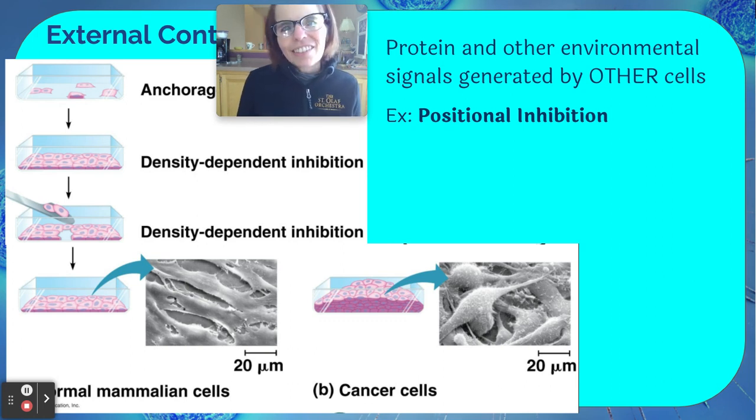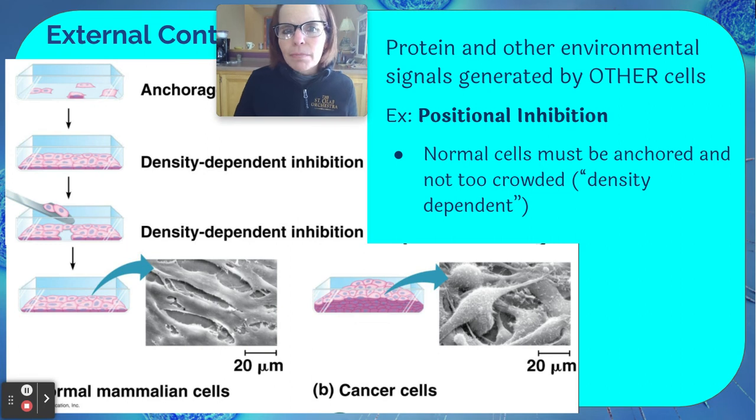This next external control is called positional inhibition. I've also seen it called contact inhibition. So take a look at the diagram just so it makes sense. So you have in this scientific dish, like a petri dish, different patches of cells, and they're going to start dividing, and they divide until they touch each other, until they fill the dish, and then they stop. So it says here, normal cells must be anchored and not too crowded. They are density dependent.